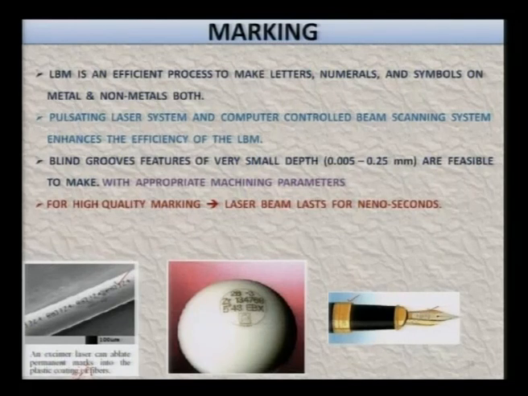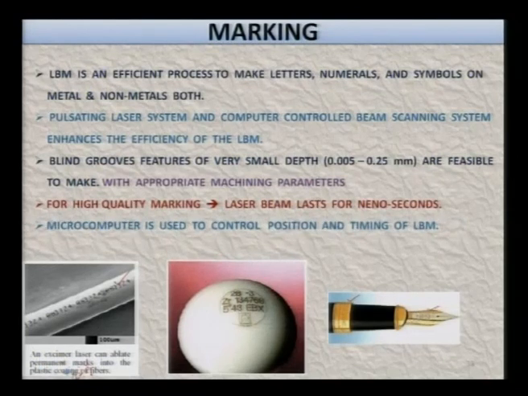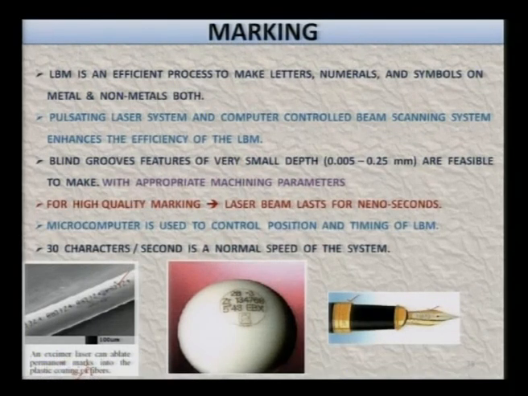For high quality marking, the laser beam lasts for nanoseconds at a particular point. That is why in a few seconds or fractions of a second you can machine these letters, or you can do the marking. A microcomputer is used to control the position and timing of the laser beam, and normally this must have been enhanced further. 30 characters per second is a normal speed of the LBM system as far as marking is concerned.